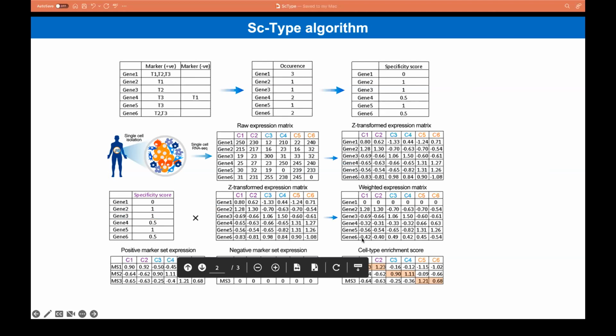Based upon the higher expression value, the cell types get correctly assigned to these tissue types. Did I explain it correctly? Is there any question on this slide? So basically you average it, and then you subtract the negative marker value, and once you have the final cell type enrichment score, then based upon the highest score, you define the cell type.